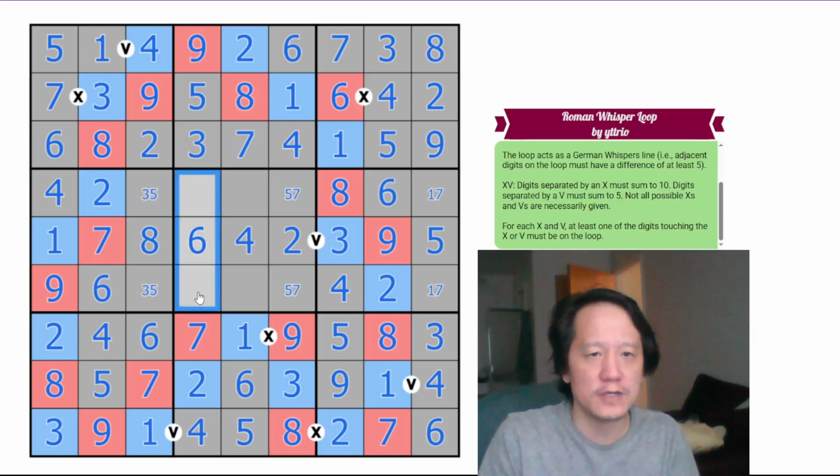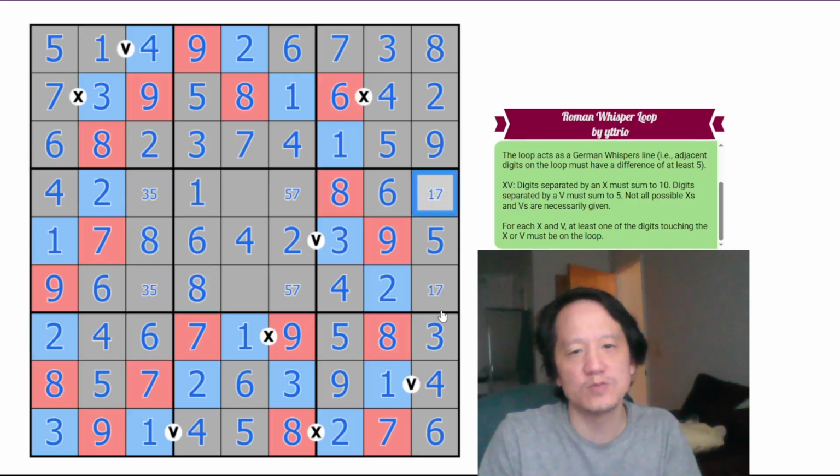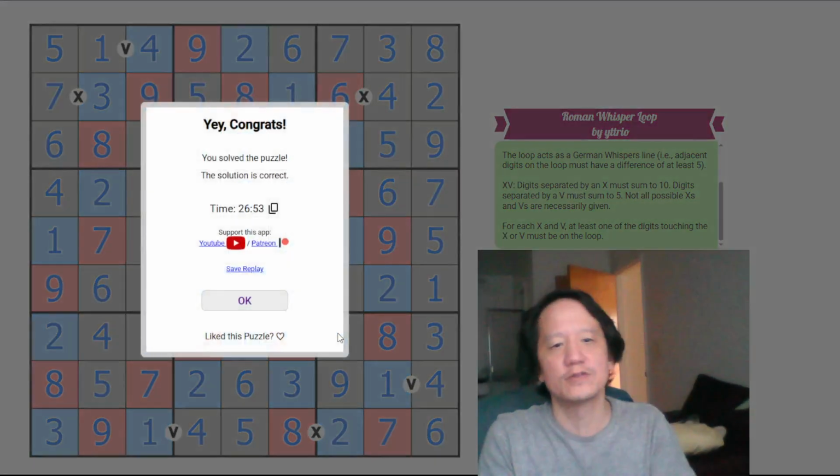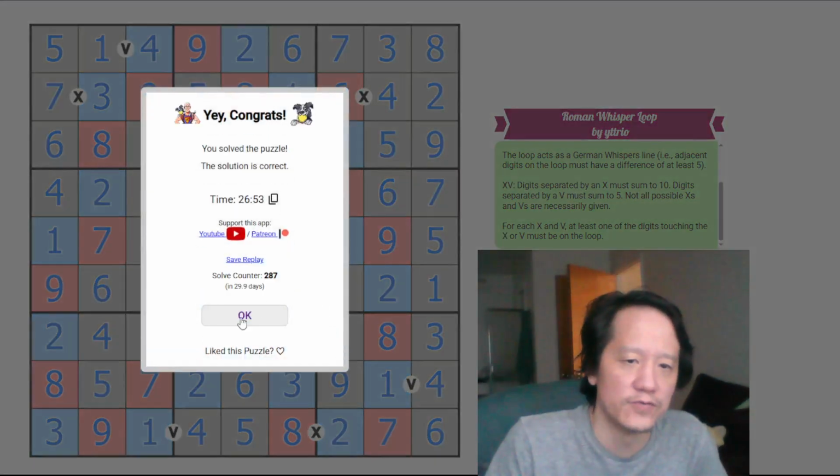That leaves in column 4, the rest of the digits are 1 and 8. 8 cannot be here because of the 8 in the row, so this is 1, that's 8. This 1 eliminates 1 here, so it's 7, 1. 7 eliminates 7 here, 5 and 7. 5 eliminates 5 here, so it's 3 and 5. That leaves this as a 9 and this as a 3. And that's how you solve it.